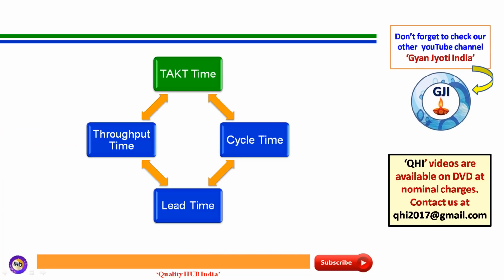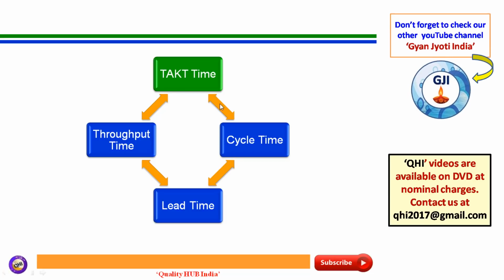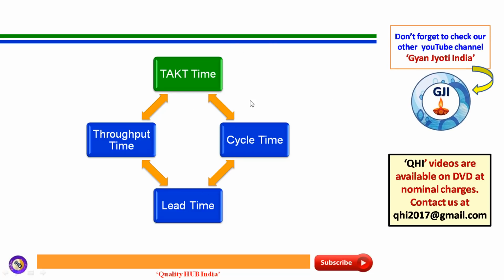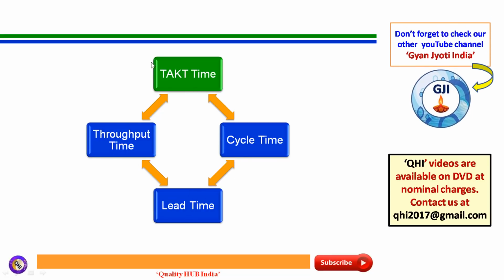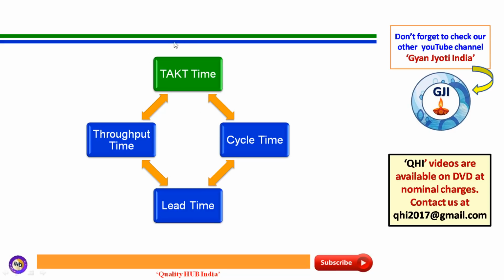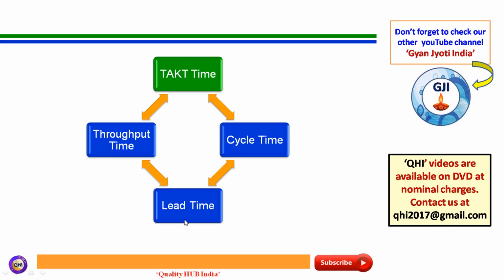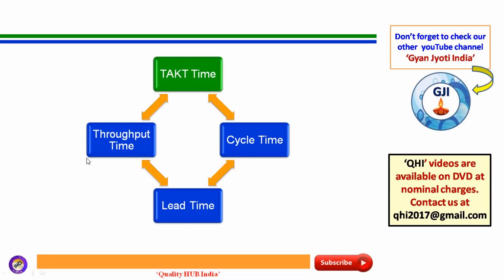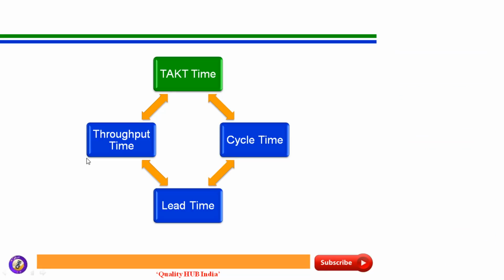Friends, we have learned four types of time being used in lean manufacturing process, which are takt time, cycle time, lead time and throughput time. Out of all these four times, takt time cannot be calculated using a stopwatch, whereas the rest of the three times, which are cycle time, lead time and throughput time, can be calculated using a stopwatch. Friends, I hope the definitions are clear to you now.